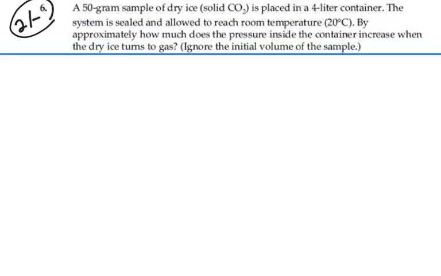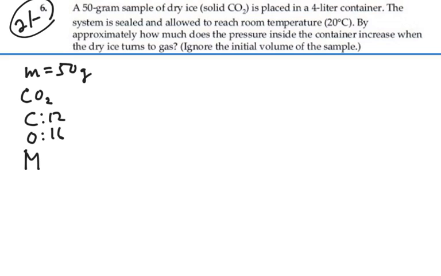Let's find out how much of this sample that we have. We have the mass is equal to 50 grams. And if we're dealing with carbon dioxide, CO2, the atomic mass of carbon is 12 and the atomic mass of oxygen is 16. So the molecular mass, molar mass, or the molecular weight of carbon dioxide will be equal to 1 carbon and 2 oxygens, 44 grams per mole.